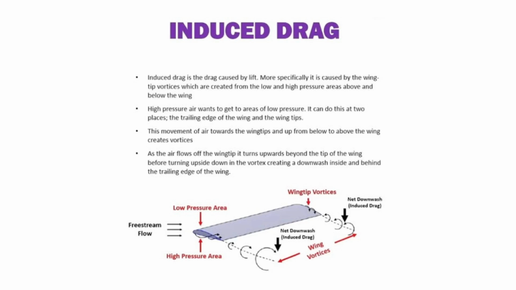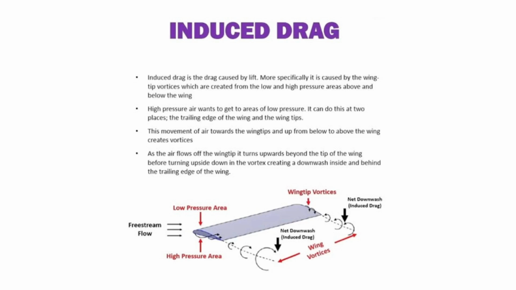Induced drag. Induced drag is caused by lift. More specifically, it's caused by the wingtip vortices, which are created from the low and high pressure areas above and below the wing. As mentioned, the high pressure wants to get to the low pressure, and you can see it here. It can do this 2 ways, the trailing edge of the wing and the wing tips.